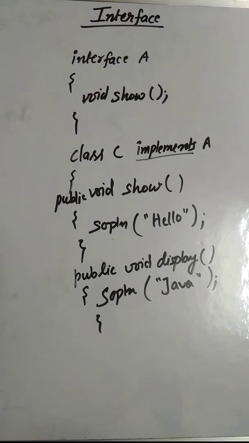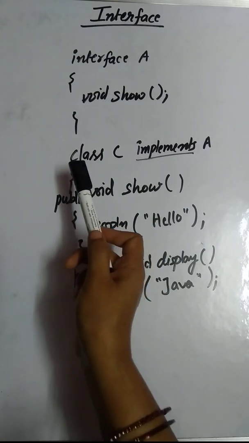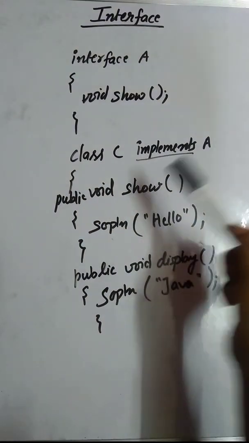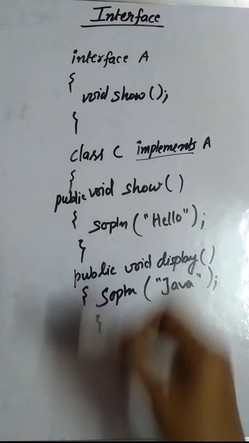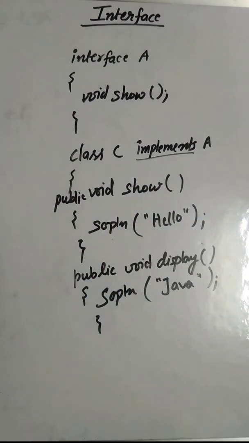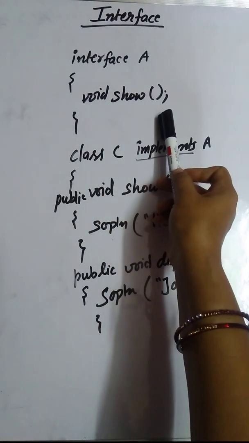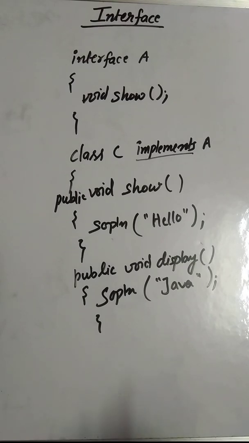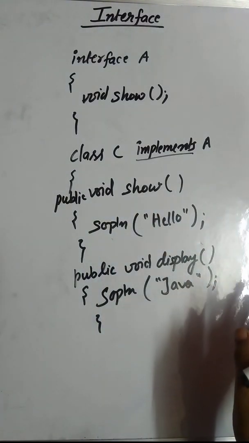When we create the object of the C class, it is possible to display the show function as well as the display function, because these two functions are related to the C class. But here we want to print only the show function, which is declared within the interface. So here we cannot create the object of A.